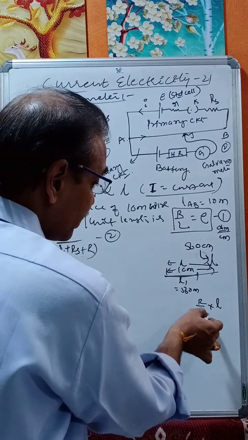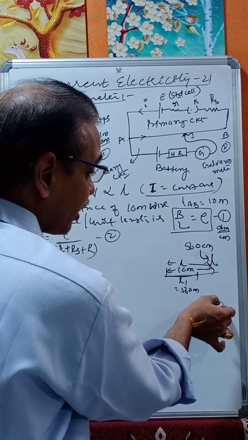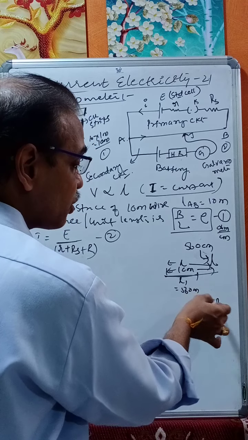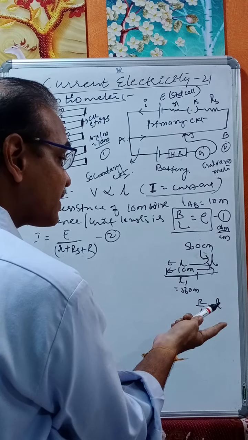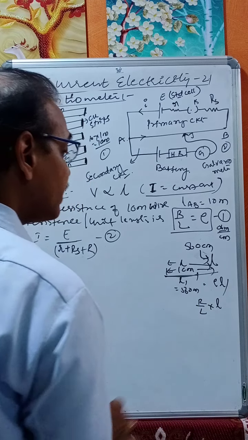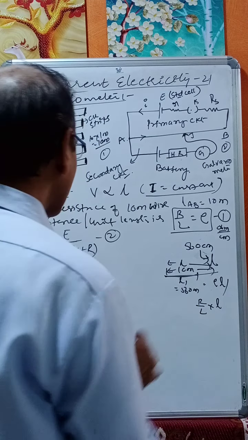I tell you, this is like the cost of 1 fruit. Cost of 1 fruit is 10 rupees, then cost of 6 fruits is 60 rupees. Resistance per unit length is rho. Then resistance for the length l is rho into l.